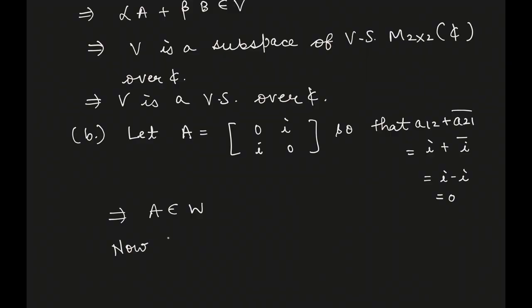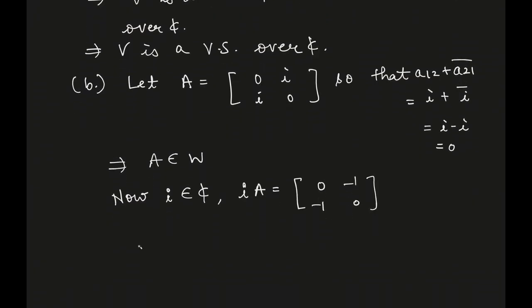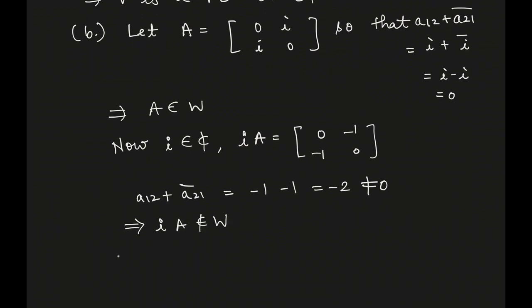Now scalar multiplication. If I take any scalar iota from complex numbers, then iota into A is 0, minus 1, minus 1, 0. Then A12 plus A21 conjugate is minus 1 minus 1. This is minus 2, not equal to 0. So the scalar multiplication property is not satisfied. So W is not a subspace over C, B part is wrong.